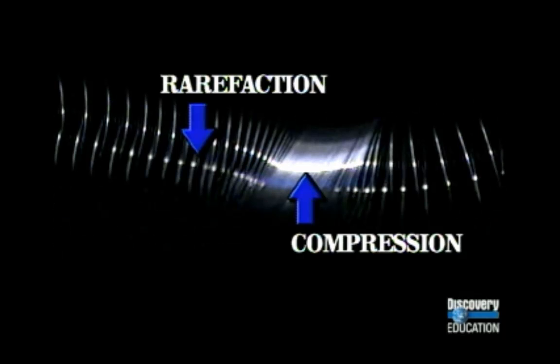The areas where the particles are closer together are called compressions, while the areas where they are farther apart are called rarefactions. The wavelength of a longitudinal wave is measured between the center of compressions or rarefactions.